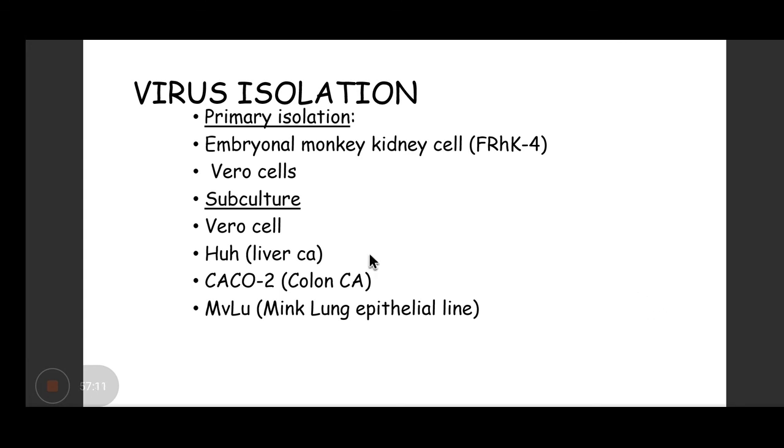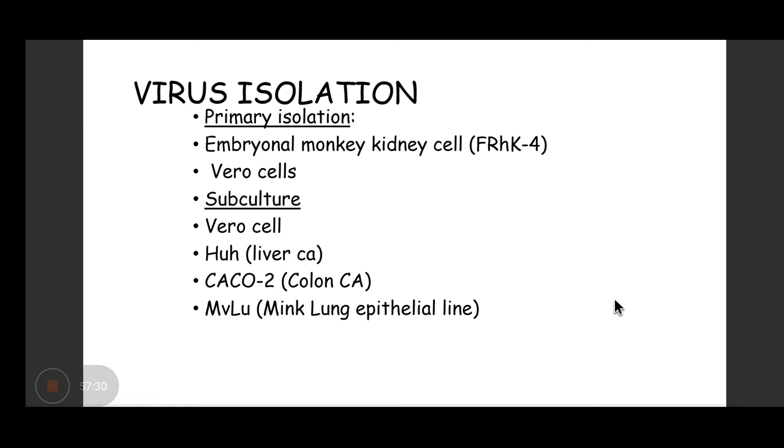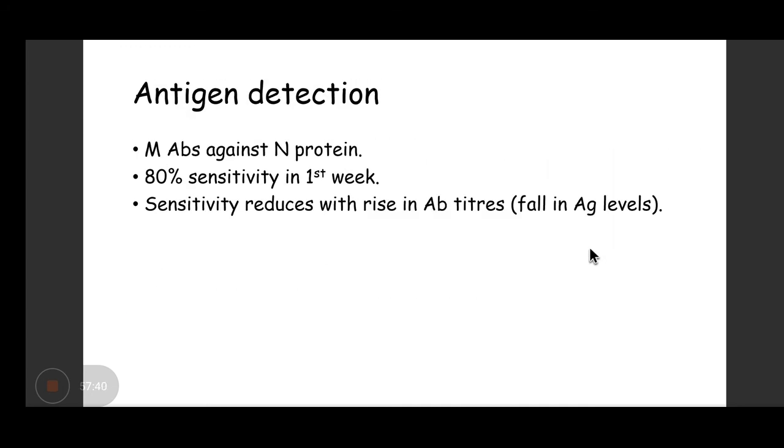Virus isolation is done on Vero cells or embryonated monkey kidney cells. This is, first of all, not done for diagnosis. It is done only for research. And the second thing is, it can only be done in BSL-3 facility, biosafety level 3 facility. RT-PCR can be done in BSL-2 facility. So biosafety facilities have their gradation, biosafety level 1, 2, 3. So culture can be done in BSL-3, RT-PCR can be done in BSL-2.